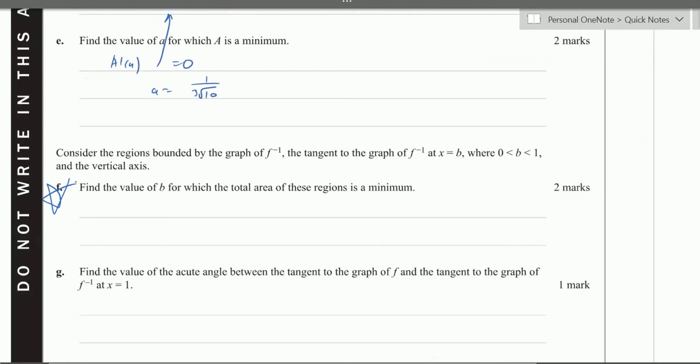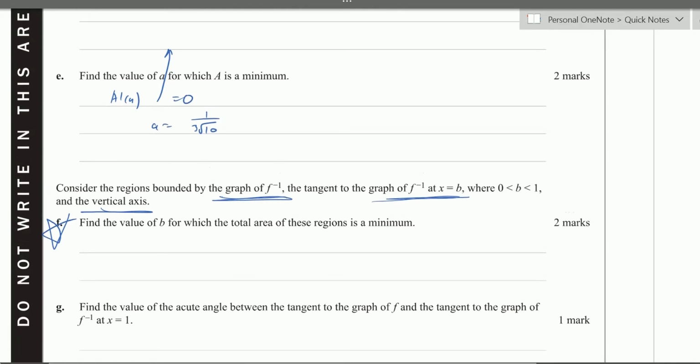So find the value of b for which the total region is a minimum. Now we're dealing with f inverse of x, the tangent at a point b and the vertical axis. If you ever see a question where they ask you for the area of the normal graph, and then all of a sudden they bring in the inverse graph, 9 out of 10 times they're going to end up using your area for f(x) to find this area.